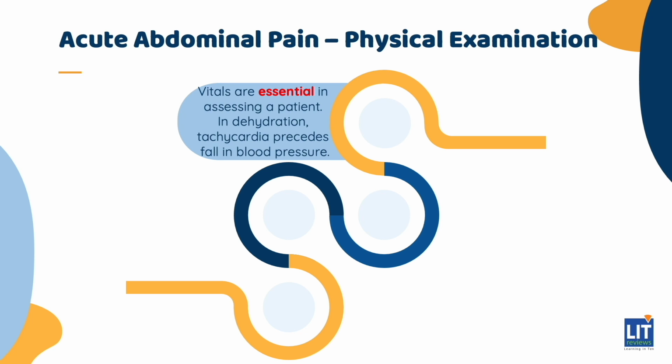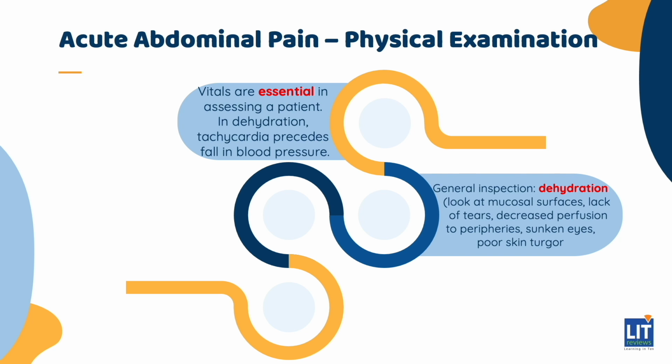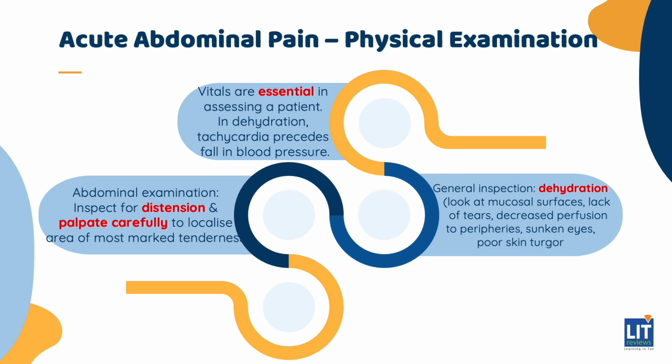Acute abdominal pain, physical examination. Heart rate, respiratory rate, and blood pressure norms are age-related. In dehydration, tachycardia precedes a fall in blood pressure. On general inspection, look for signs of dehydration. Look at the mucosal surfaces, presence or lack of tears, decreased perfusion to the peripheries, and even sunken eyes or poor skin turgor.